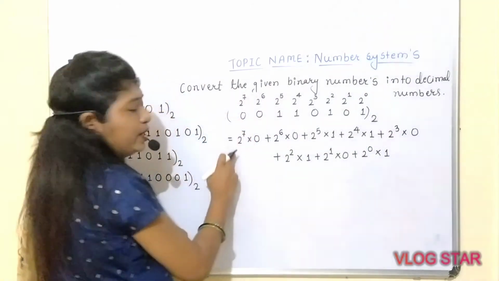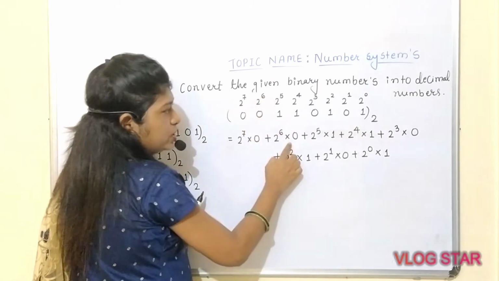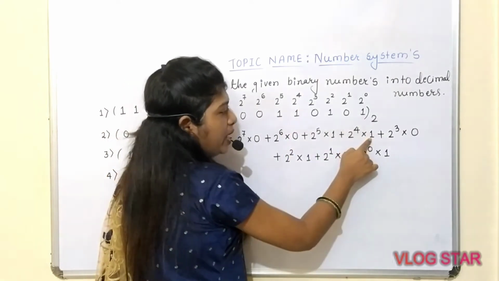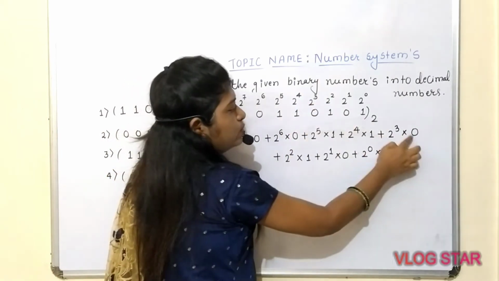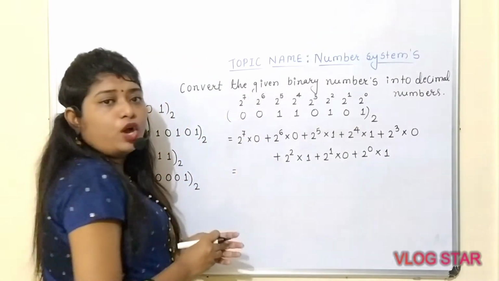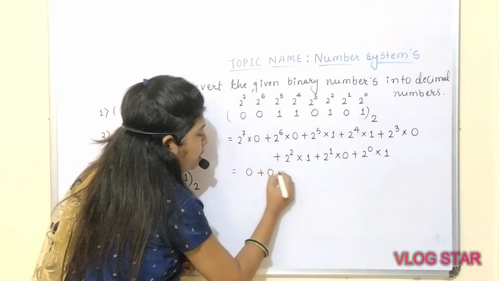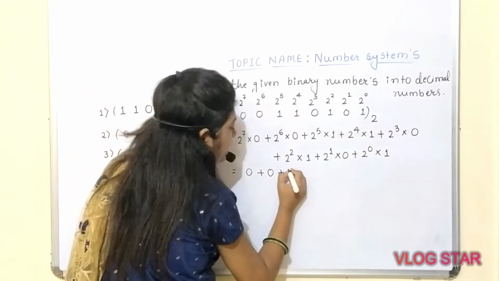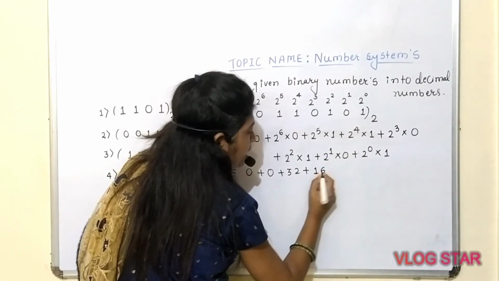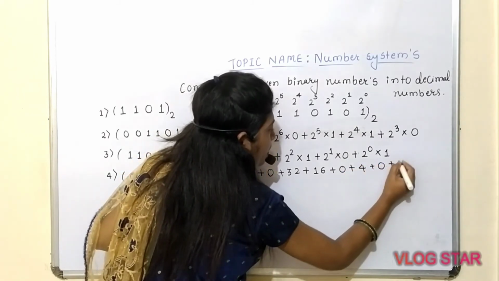Let me check. The first value is what? 2 raised to 7 into 0 plus 2 raised to 6 into 0 plus 2 raised to 5 into 1 plus 2 raised to 4 into 1. Next would be 2 raised to 3 into 0. I hope you are getting this. Okay. After solving this particular equation, you will be getting 0 plus 0 plus 2 raised to 5 is what? 32. Plus 2 raised to 4 is what? 16 into 1 is 16. Plus 0 plus 4 plus 0 plus 1.